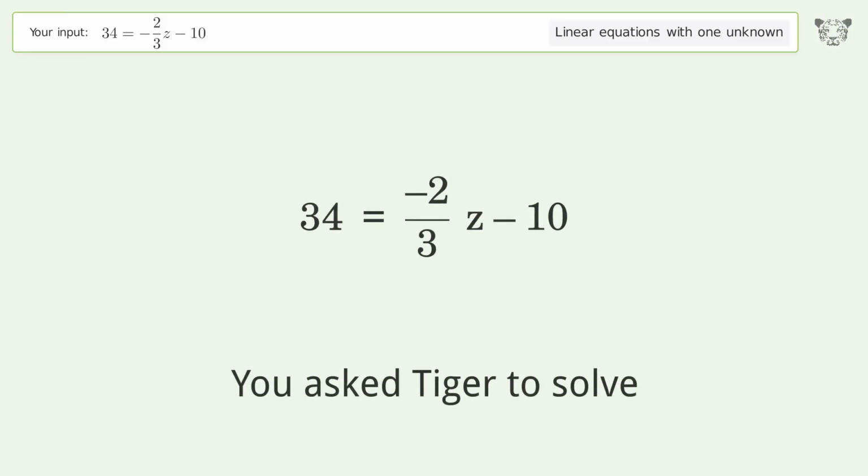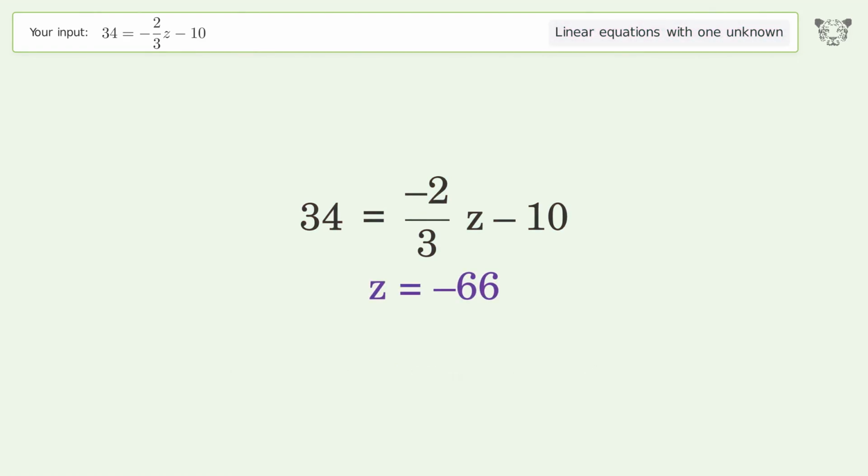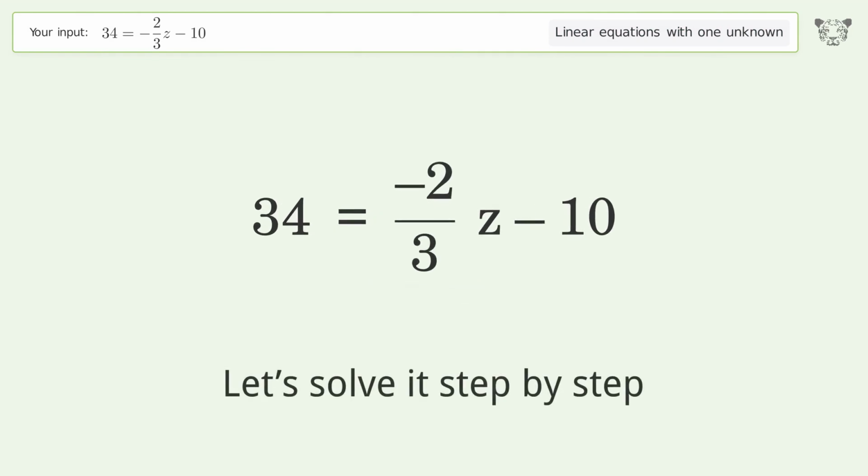You ask Tiger to solve. This deals with linear equations with one unknown. The final result is z equals -66. Let's solve it step by step.